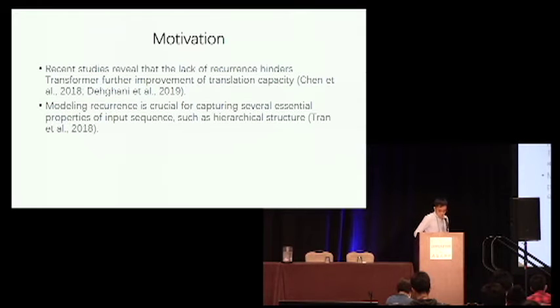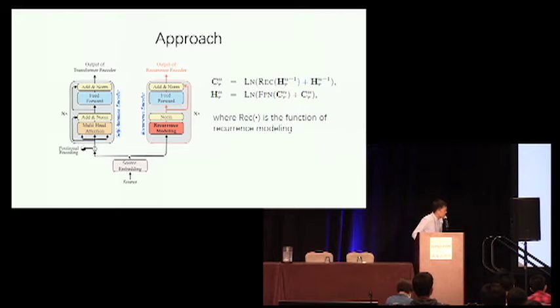So starting from these findings, we introduce a recurrence encoder into the conventional transformer model, the right one. The recurrence encoder reads the word embedding of the source words and outputs a sequence of hidden states which embeds the recurrent information. Similar to the transformer encoder, it has a stack of n identical layers. Each layer has two sublayers. The first one is the recurrence modeling network, and the second one is a fully connected feed-forward network. I will introduce the recurrence modeling first.